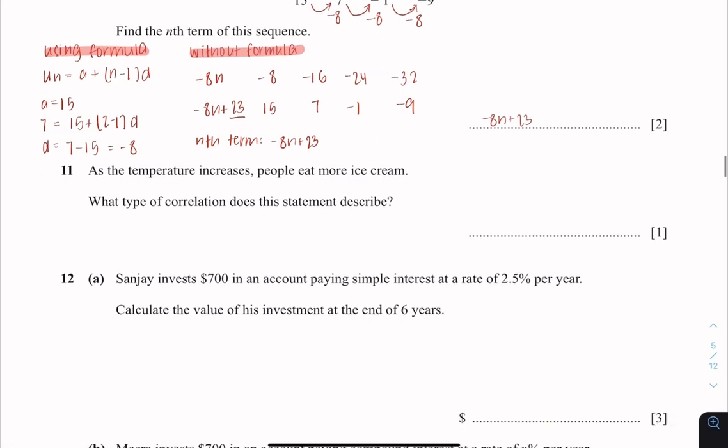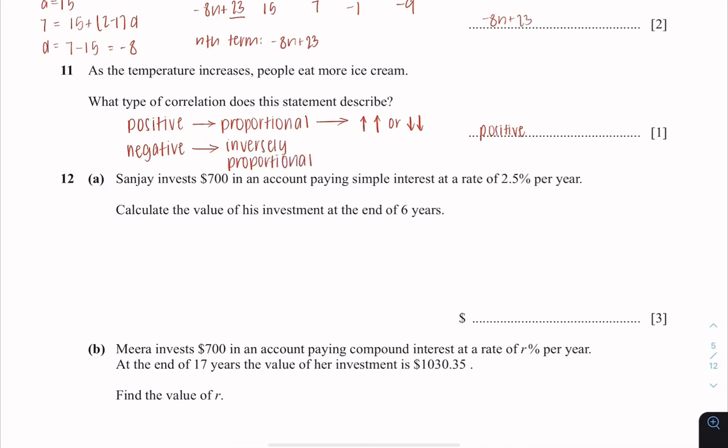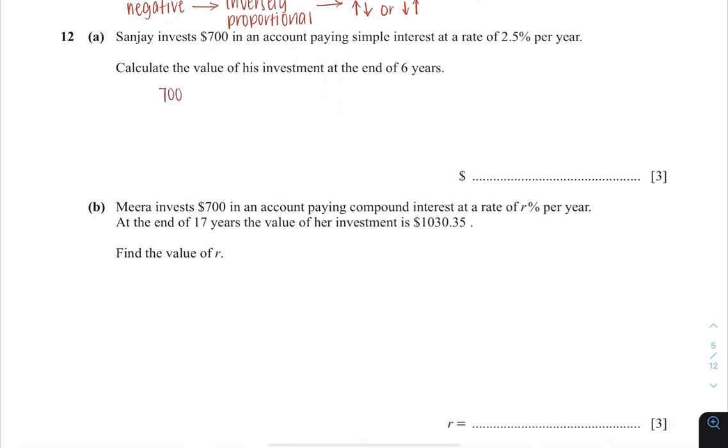Moving on to question 11. This is a positive correlation. Positive correlation is when things are proportional. That means when one thing goes up, the other goes up, or when one thing goes down, the other goes down. Negative correlation is when things are inversely proportional. So that means when one thing goes up, the other goes down, or when one thing goes down, the other goes up. So for question 12, it's a simple interest question.